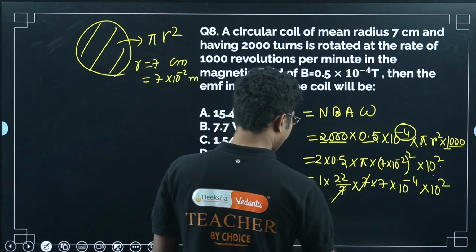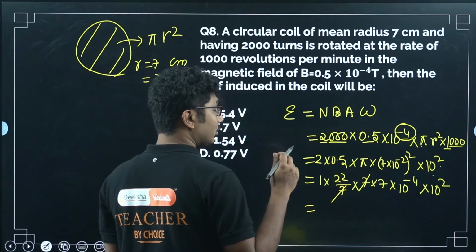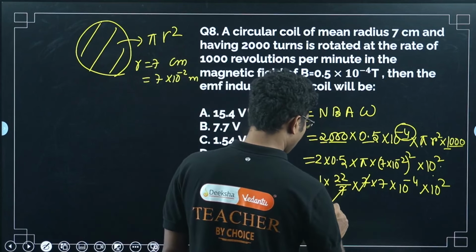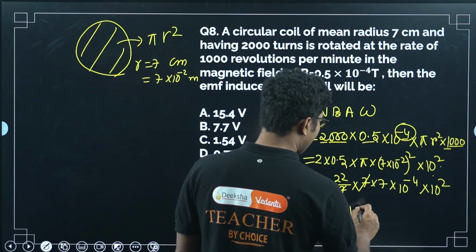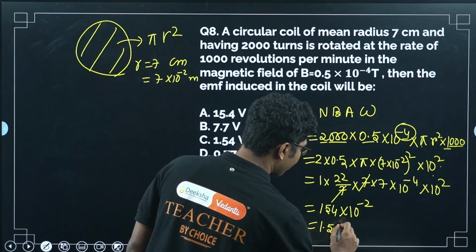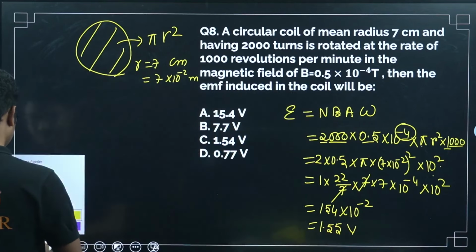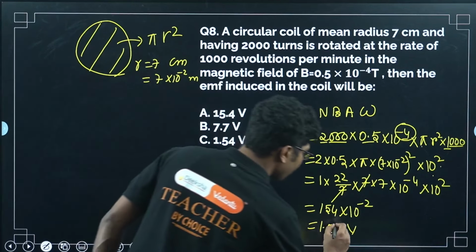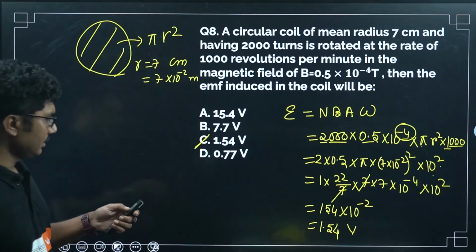So what will we get? 22 times 7. 22 times 7 means 20 times 7 is 140, another 14, that is 154. If you are wondering how I have done it, you need a little bit of practice. So it will be 1.54 volts. 1.54, sorry, a little mistake. 1.54 volts. So 1.54 volt is the answer for this question.